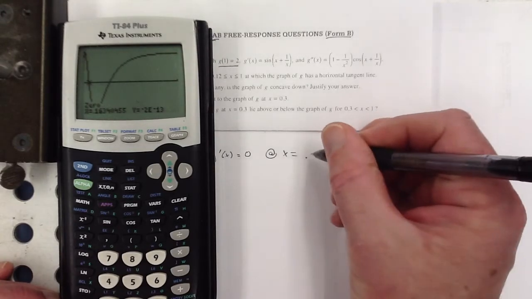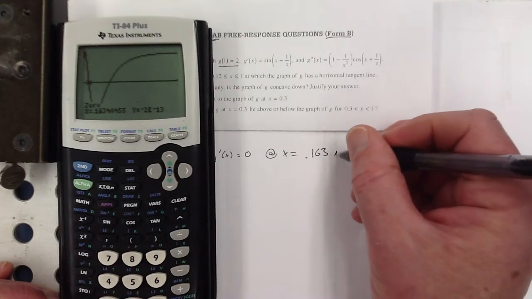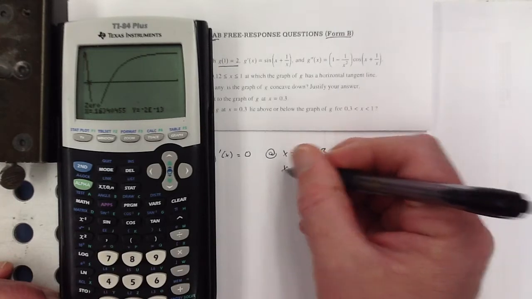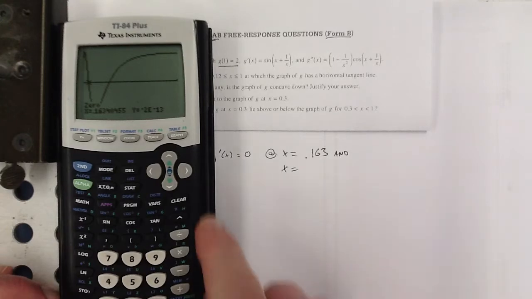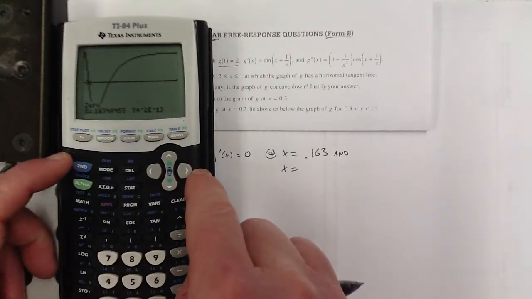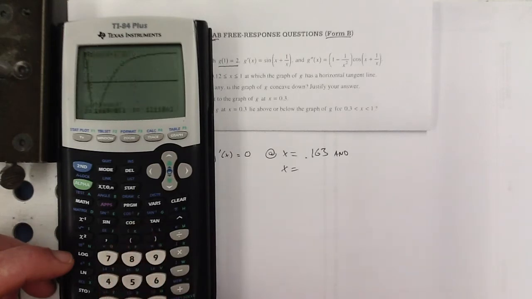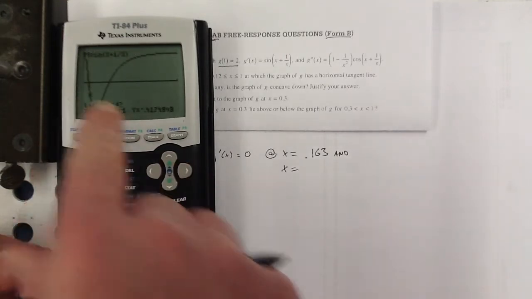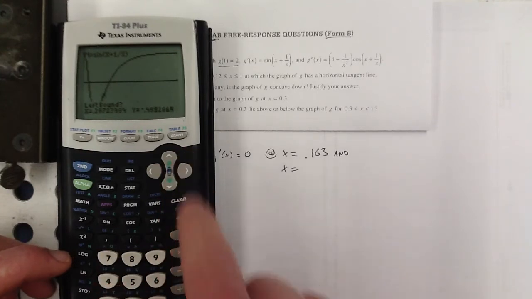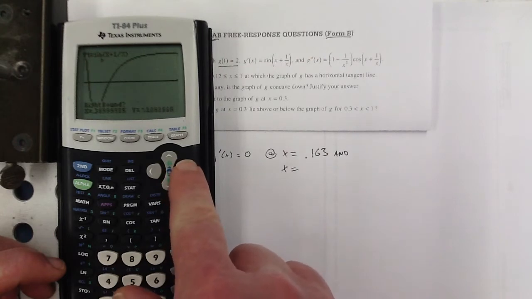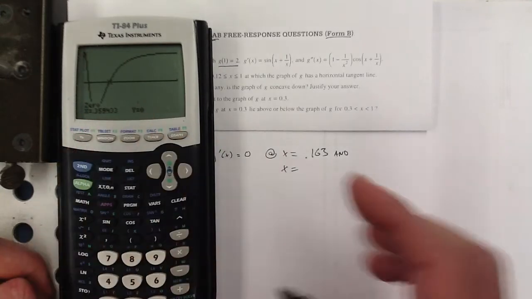So that's x equals 0.163. Remember to round your calculator answers correctly to 3 decimal places. And the other one is here, so second calculate that other 0, and I guess the cursor's close enough, so I'll just play that game. So left bound, and then get to the other side of it at 0.359.